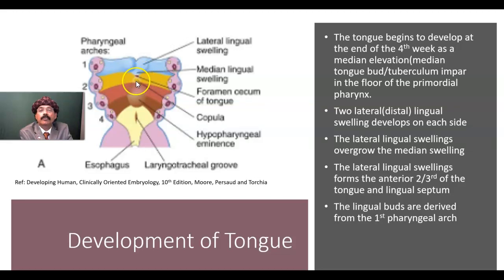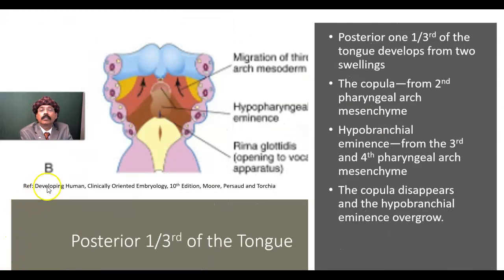Just behind the foramen cecum, we have the copula that initially attempts to contribute to the posterior one-third of the tongue. Eventually, that also has no contribution in the developed tongue. So the median lingual swelling and copula both come initially, but they have ultimately no contribution in the development of the tongue. Okay, we got that. Now I'll go to the second slide here.